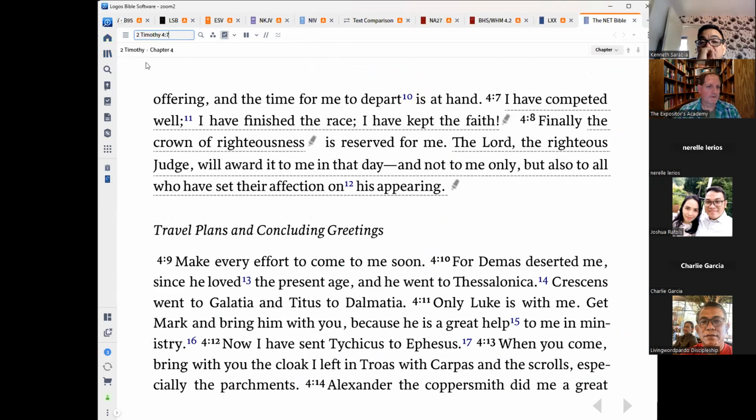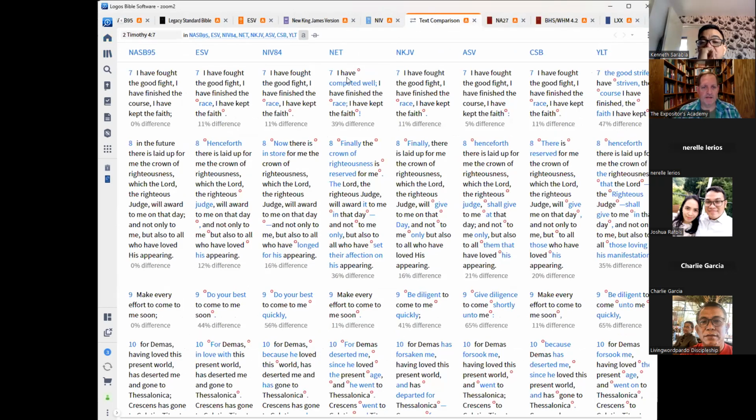Whoops. That's not what I wanted. Only the NET Bible in this case actually put it, I think, in the most literal way. The crown is reserved or laid up or in store for me. All right. So even this would have been a little hard to find, because the other translations have the same thing except for one.